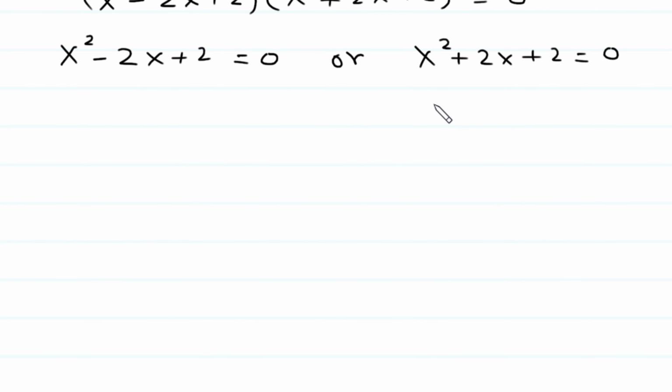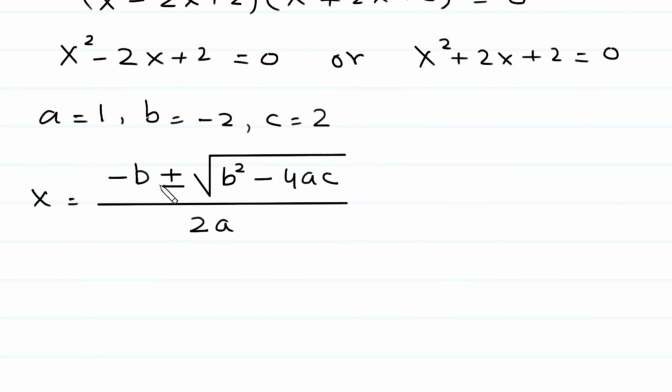Now these are two quadratic equations. We can solve them by quadratic formula. First we solve this one. Here a is equal to the coefficient of x square, which is 1, b is equal to the coefficient of x, which is minus 2, and c is equal to this constant, positive 2. And the quadratic formula is x is equal to minus b plus minus square root of b square minus 4ac over 2a. Now we put these values in this formula.